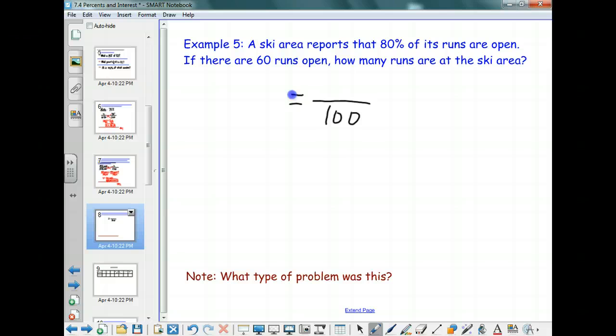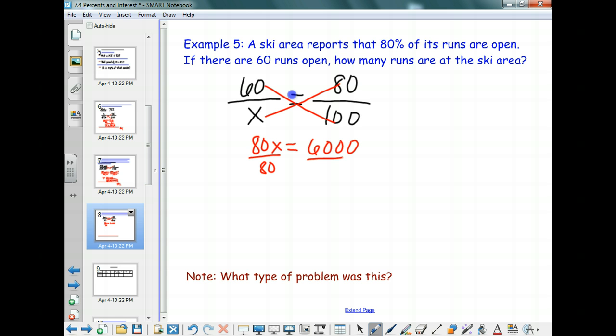80 goes on top of the 100 because it's the only other percent given, right? The only percent. All right, now what? 60 goes where? On top, because the 60 is related to the 80% that are open. Whereas what I'm looking for is how many really exist, right? All right, so I have 80x equals what? 6,000. Divided by 80, what do I get?